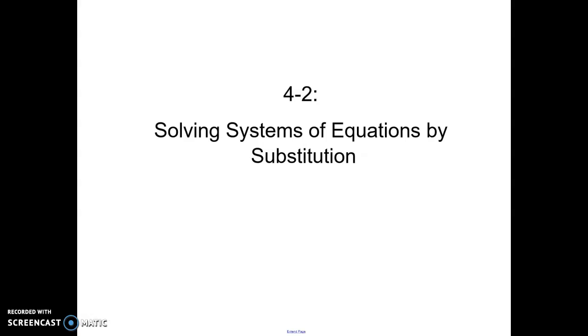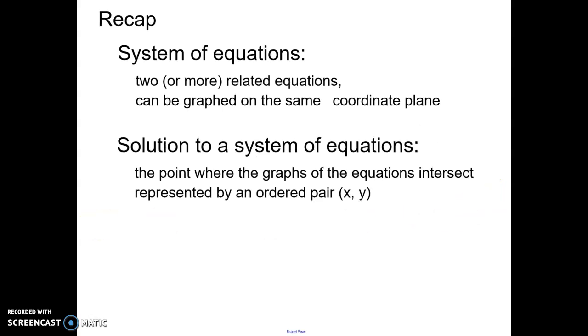We're talking about solving systems of equations by substitution. This is section 4.2. And just to recap, we've already discussed systems of equations. It's two or more related equations that can be graphed on the same coordinate plane. Related equations means they're equations that are talking about the same thing.